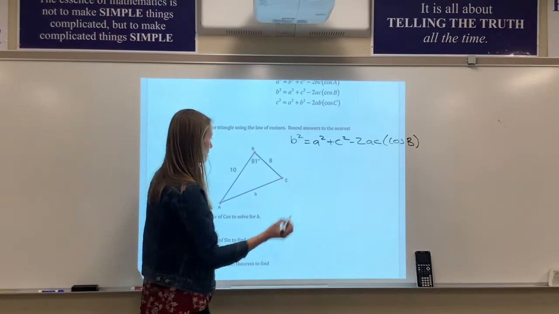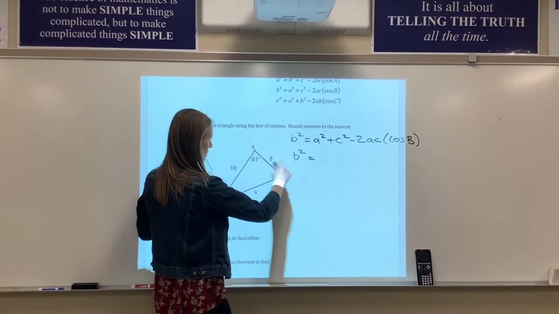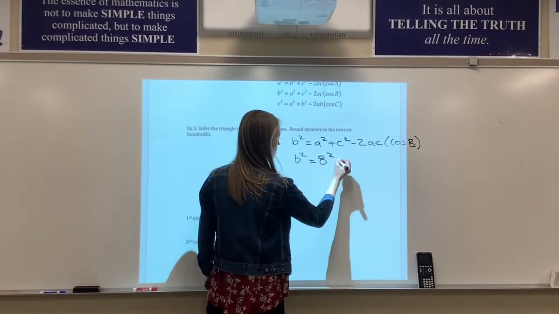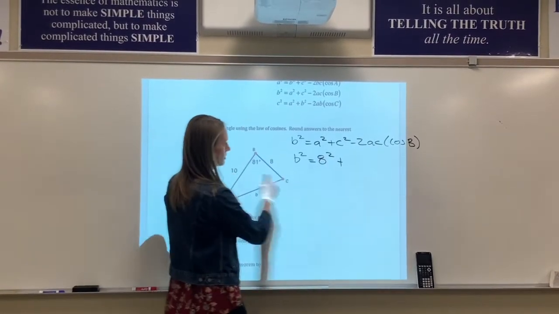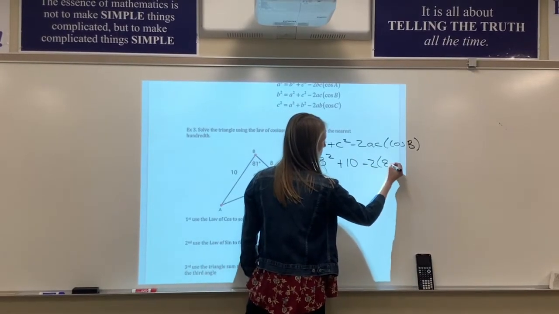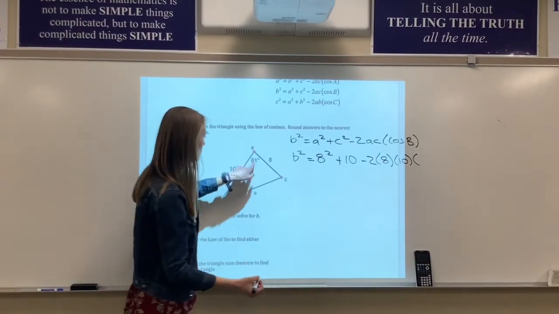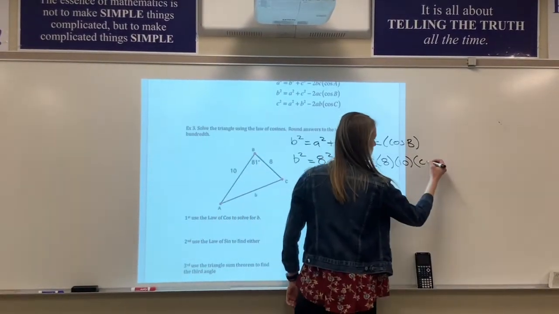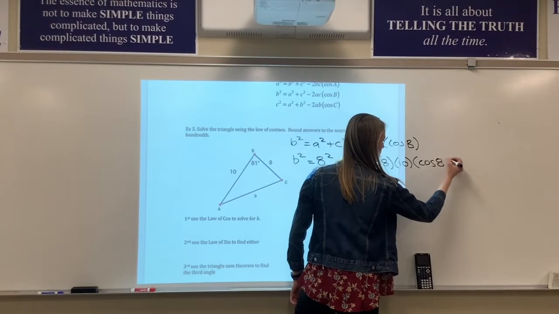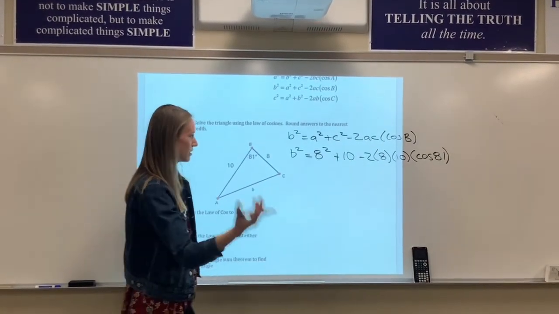And then you just plug in what we know. So we're looking for b squared, so that stays the same. Opposite of a is 8, so we have 8 squared plus opposite of c is 10 squared minus 2 times 8 times 10 again times cosine of b, so cosine of 81. Yes, these end up getting long and kind of wordy, so give yourself room. And then you just continue to simplify.